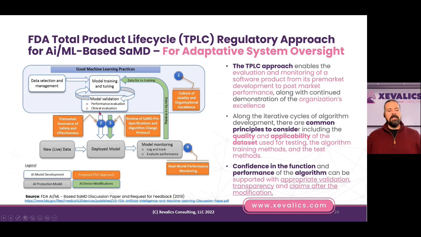our medical device to the market, and as new data comes in and the model is deployed, what is different is that we have model monitoring, which is to look, track, and evaluate performance. This is new, and that's why this orange section is being incorporated by this new approach. Two of the areas that are very interesting: first, the culture of quality and organizational excellence is a factor in terms of the areas that the FDA is going to be monitoring as part of this new approach. And finally, real world performance monitoring.